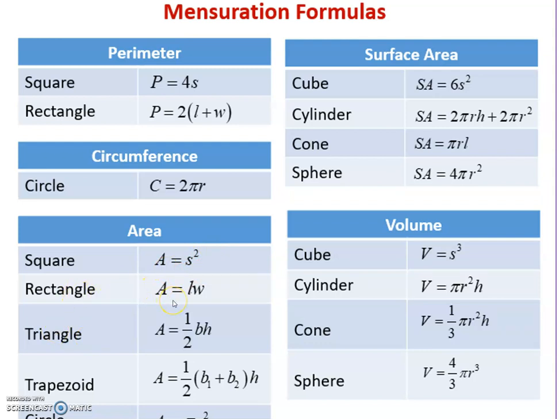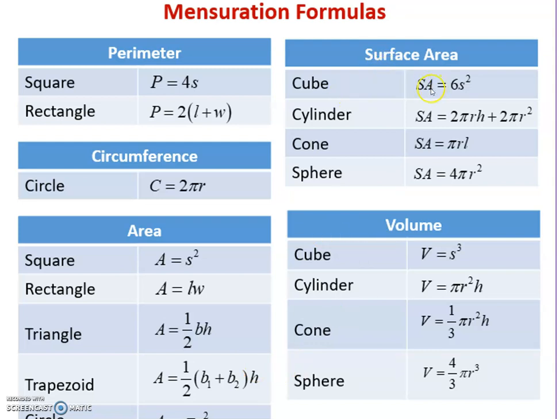Rectangle: capital A is equal to L into W, where L means length, W means width. Triangle: capital A is equal to 1 upon 2 into B into H, where B is the base, or breadth, no matter about that. Trapezoid: capital A is 1 upon 2 into (B1 plus B2) into H. Circle: the area is pi r square.